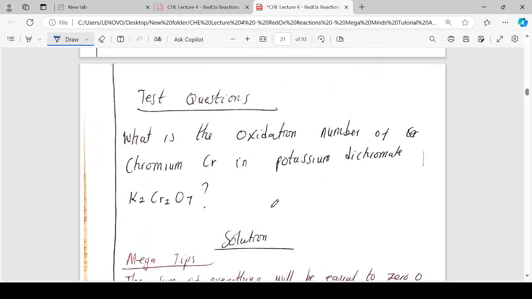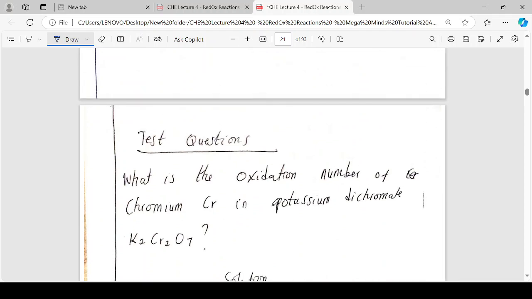There's also this question, what is the oxidation number of chromium in potassium dichromate? So this is potassium dichromate. Chromate is this, and then potassium. Di, you know, it means 2. So this is just like a side lesson.